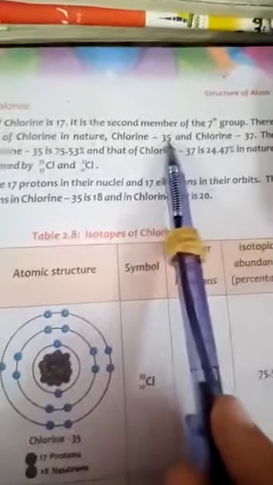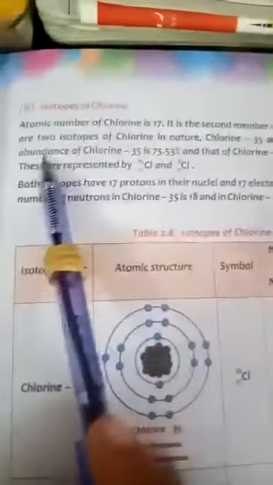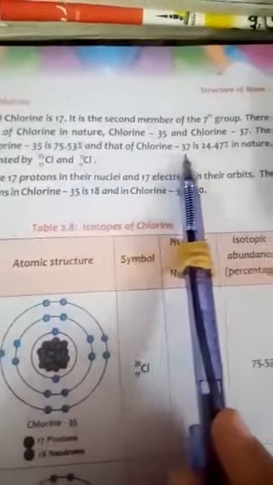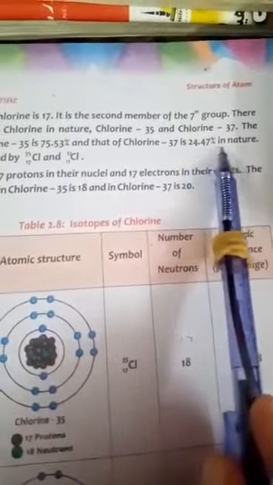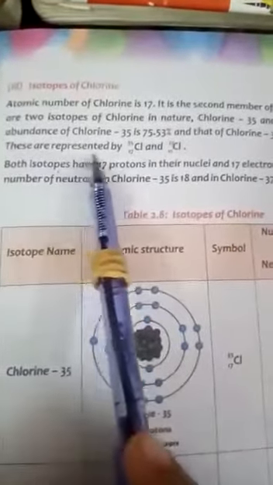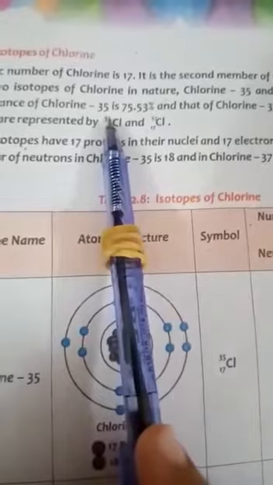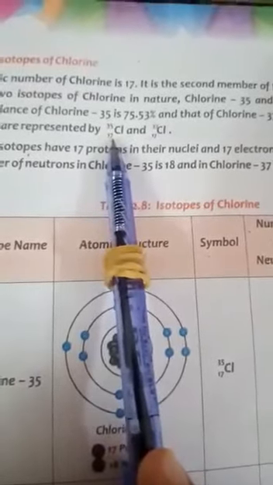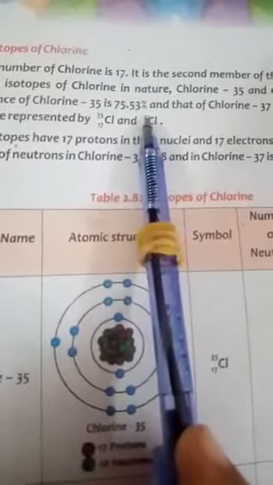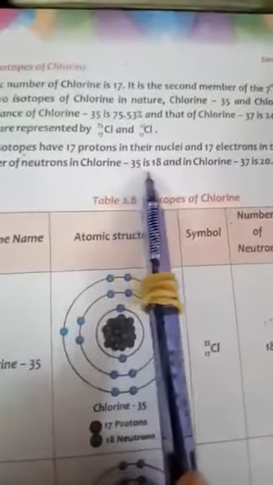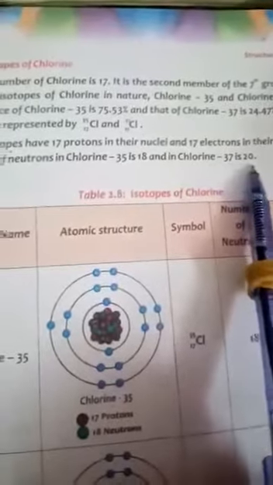35 and 37 are the mass numbers of chlorine. The abundance of chlorine 35 is 75.53%, and that of chlorine 37 is 24.47% in nature. These are represented by chlorine, with mass number 35 and atomic number 17, and chlorine 37 with its mass number and this atomic number. Both isotopes have 17 protons in their nuclei and 17 electrons in their orbits. The number of neutrons in chlorine 35 is 18 and in chlorine 37 it is 20.